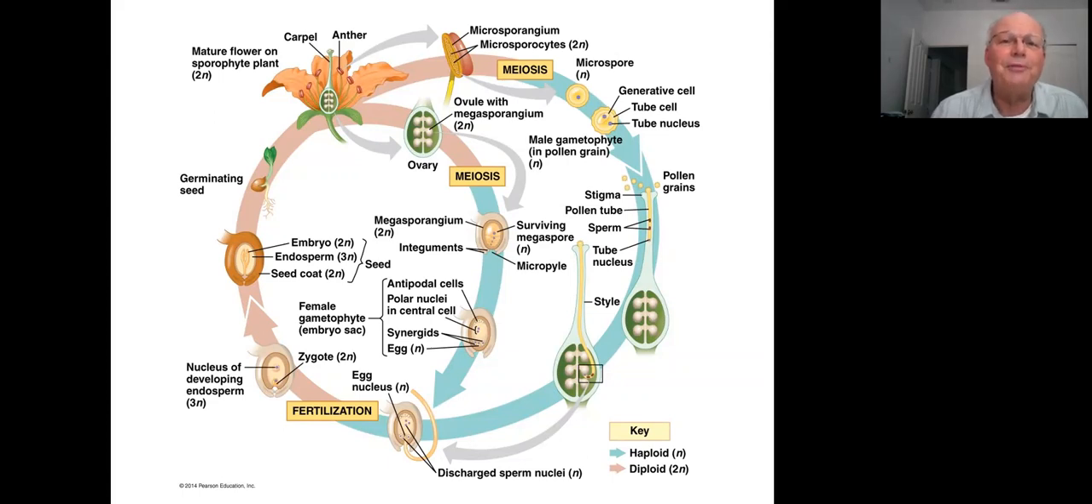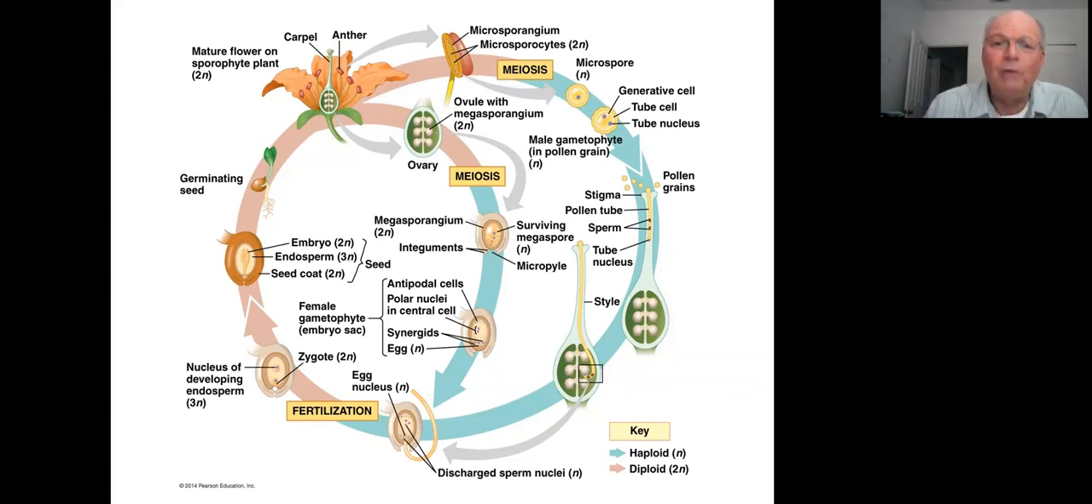So the sporophyte and the flower as the origin of the reproductive structures is our starting point. So we start here with the flower. Within the ovary, we have the ovules. And within the ovule is the megasporangium. Meiosis gives rise to the megaspore.